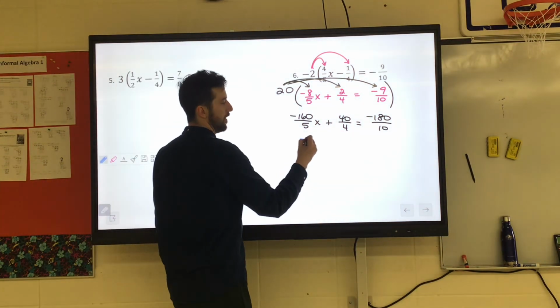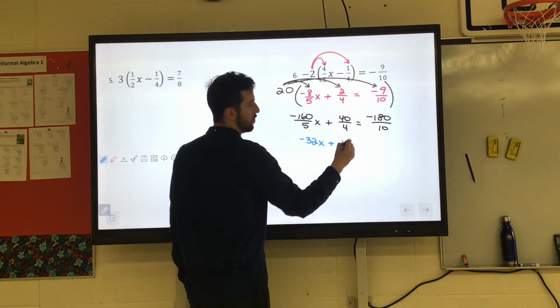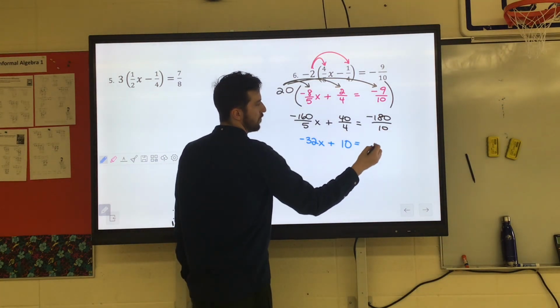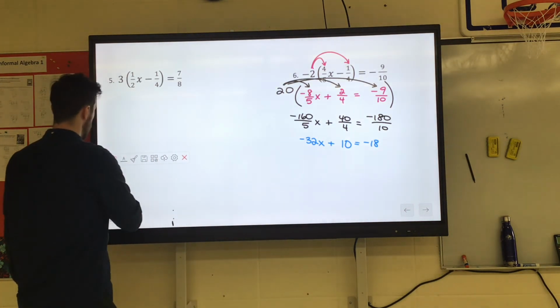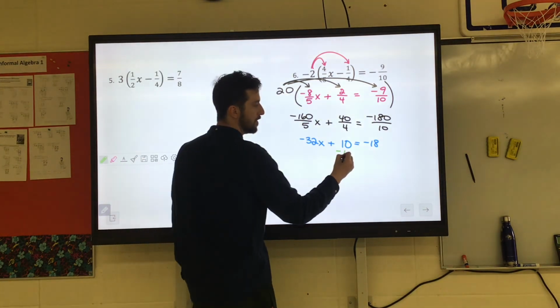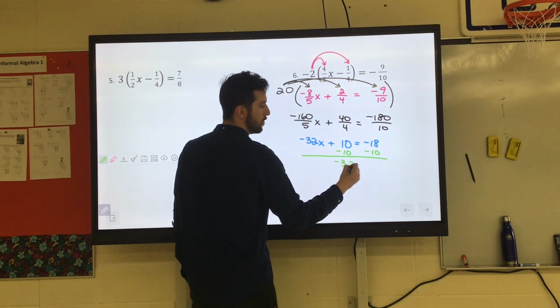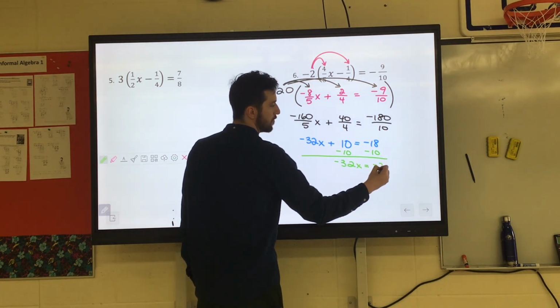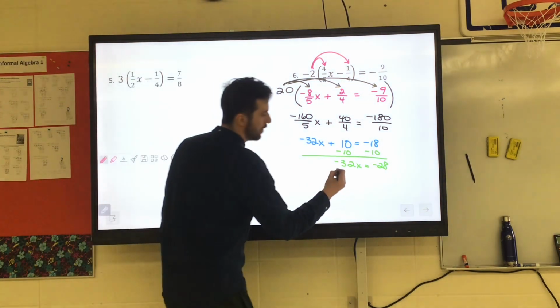This comes out to negative 32x. 40 divided by 4 is 10. Negative 180 divided by 10 is negative 18. Great, we're to a two-step equation now. I see plus 10. Let's minus 10. Negative 32x equals negative 28. And we'll go ahead and divide by that negative 32.